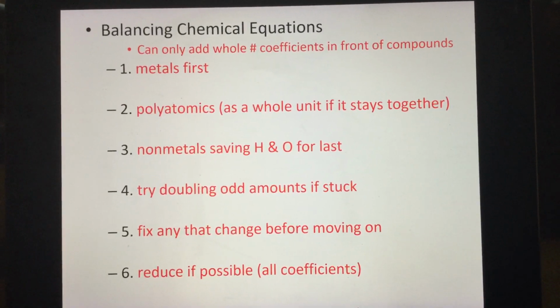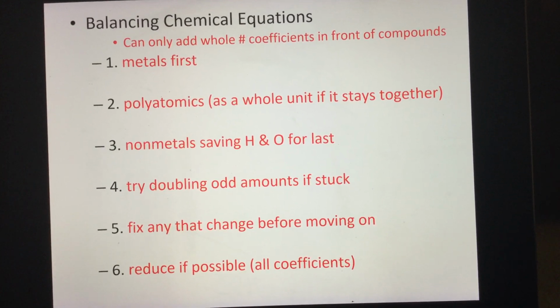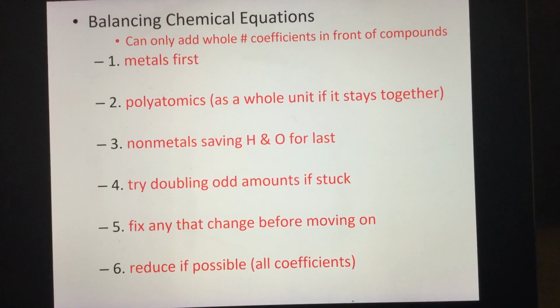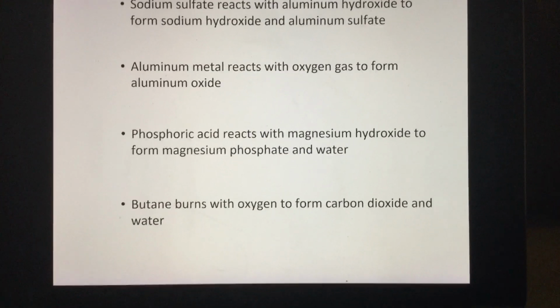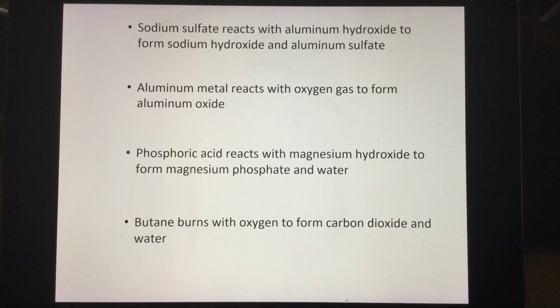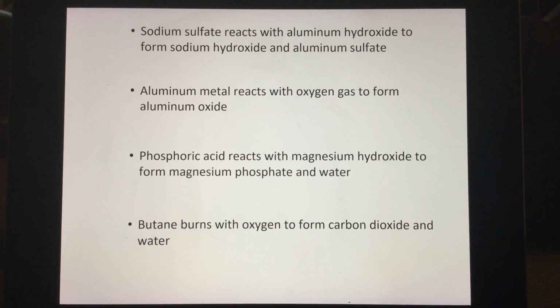Okay, so we're going to do some examples and see how we can apply these rules to make balancing reactions as easy as possible. Okay, so here's our first reaction. We have sodium sulfate reacting with aluminum hydroxide to form sodium hydroxide and aluminum sulfate.